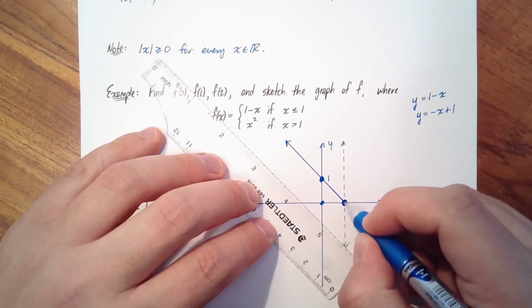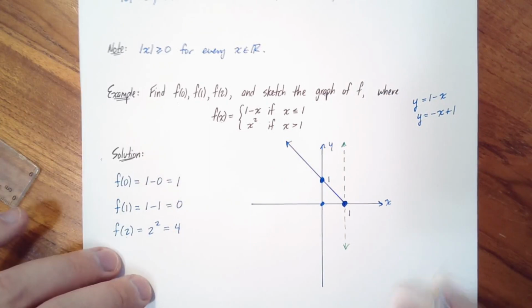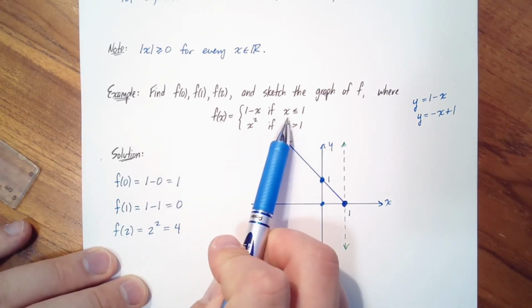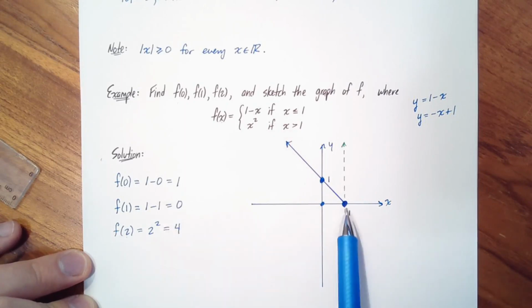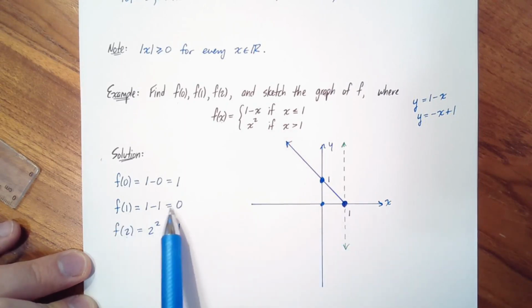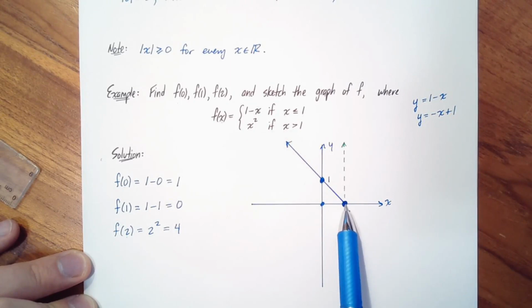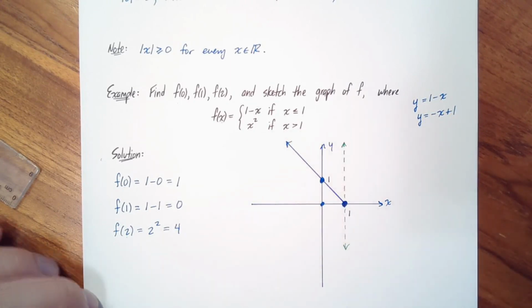I'm going to draw a solid dot here because I want to include that point, since this allows for the case where x is equal to 1. If you plug in 1 for f, you get 0. So this is actually a point on the graph. f of 1 equals 0, which means the point (1, 0) is on the graph. That takes care of the left half.